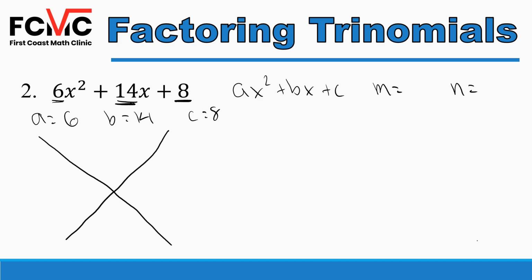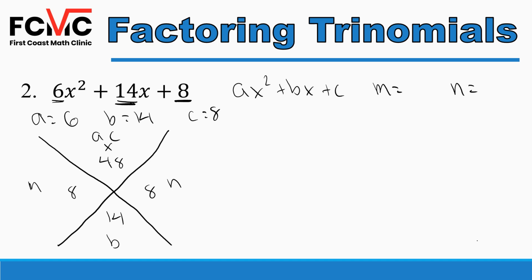All right, so let's draw our x. I want a times c and b here, and I'll put my m and n here. So a times c is going to give me 48. So I want two numbers that multiply to 48, but add to 14. So multiplying to 48, but adding to 14, that's just going to be 6 and 8.